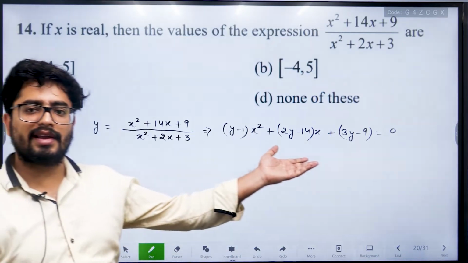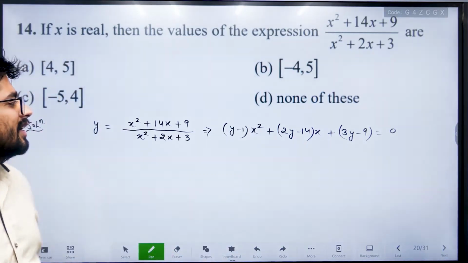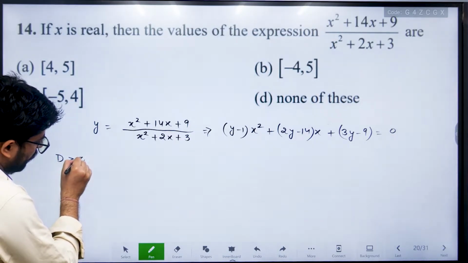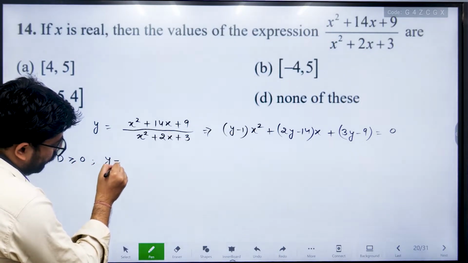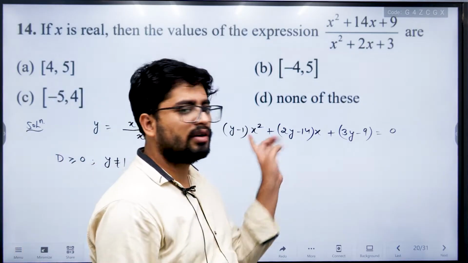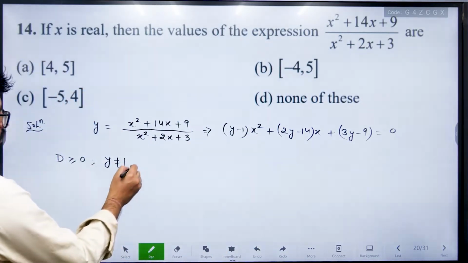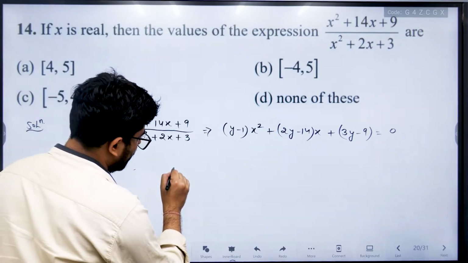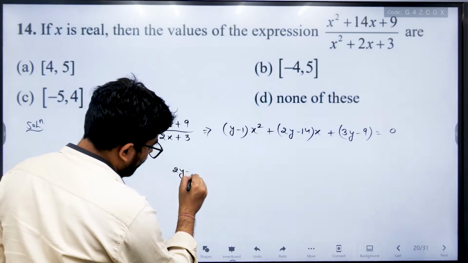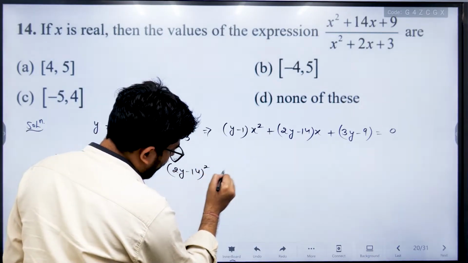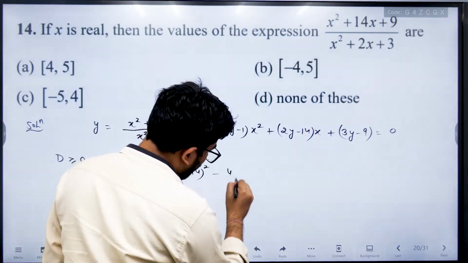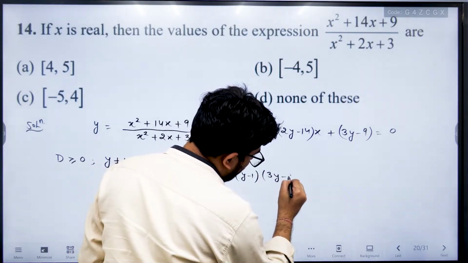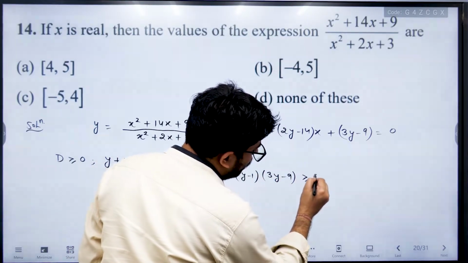This is quadratic in x. Roots are real, so D is greater than or equal to 0 and y is not equal to 1, because at y equal to 1, the leading coefficient is 0. If you apply this, you will get b square, that is (2y minus 14) whole square, minus 4ac, 4 into (y minus 1) into (3y minus 9), greater than or equal to 0.